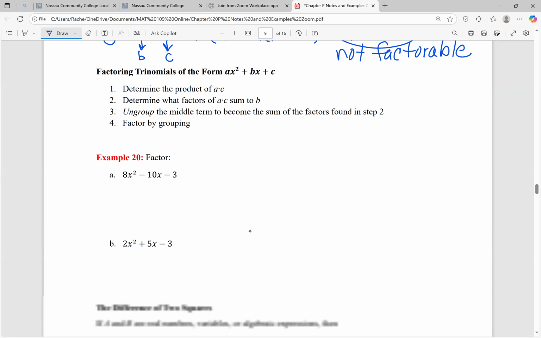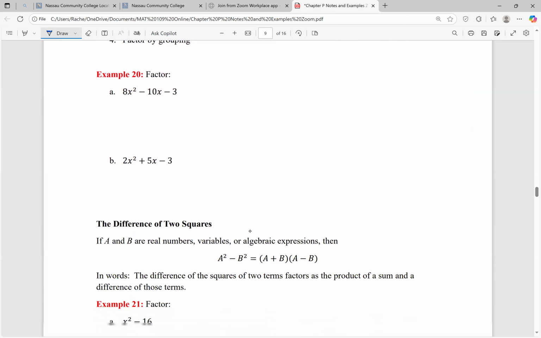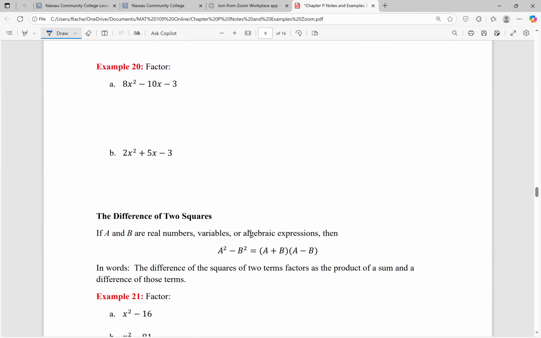So let's look at number 20. For number 20, I have 8x squared minus 10x minus 3. So a is 8, b is negative 10, and c is negative 3. So what we're going to do is multiply a times c. So a times c is 8 times negative 3, which is negative 24.